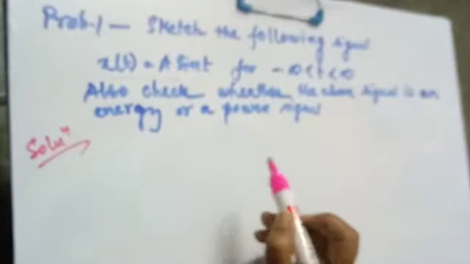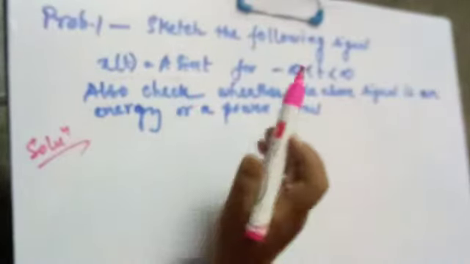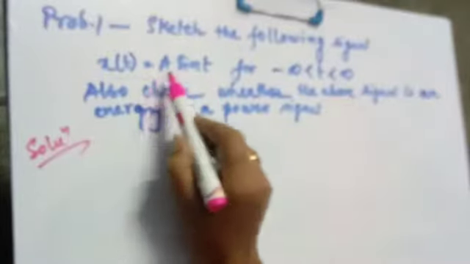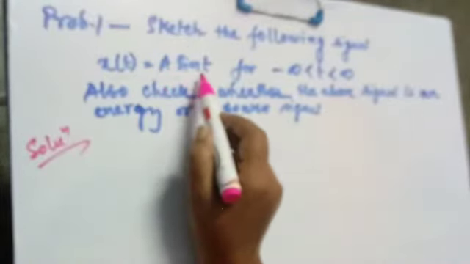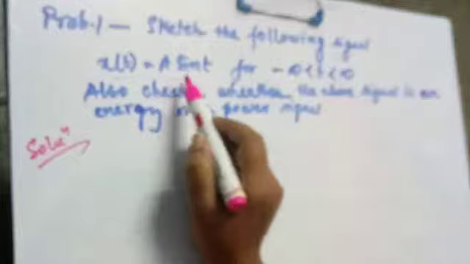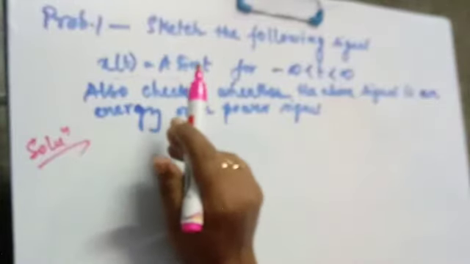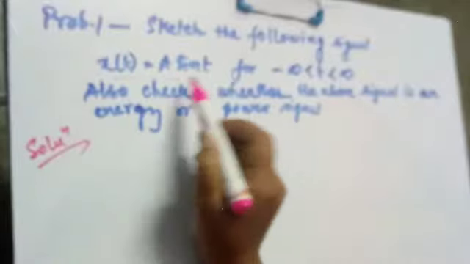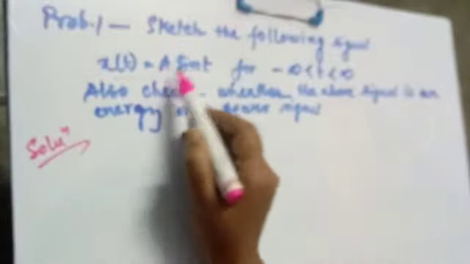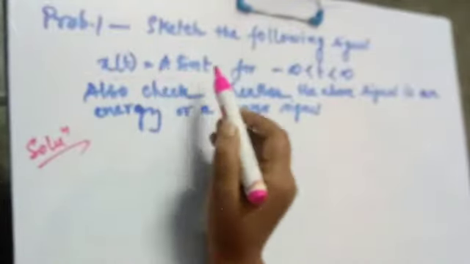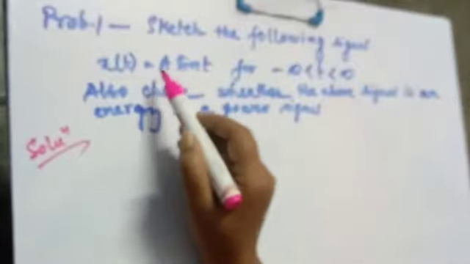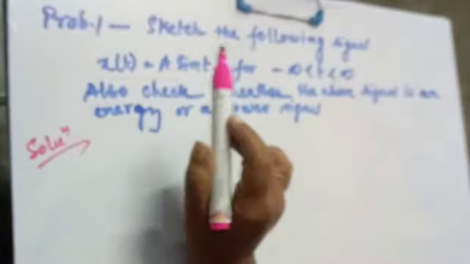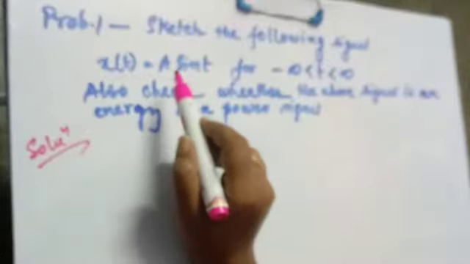So we can see from this expression that the signal is x(t) equals A sine t. So from this expression you can easily understand that the signal is sinusoidal in nature with a maximum amplitude A. If A is written before sine t, that means it is the maximum amplitude of that signal. If we plot that signal, it would look like this.